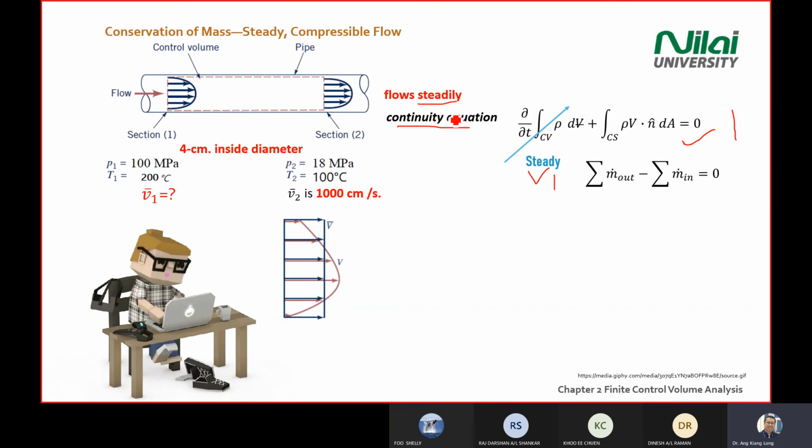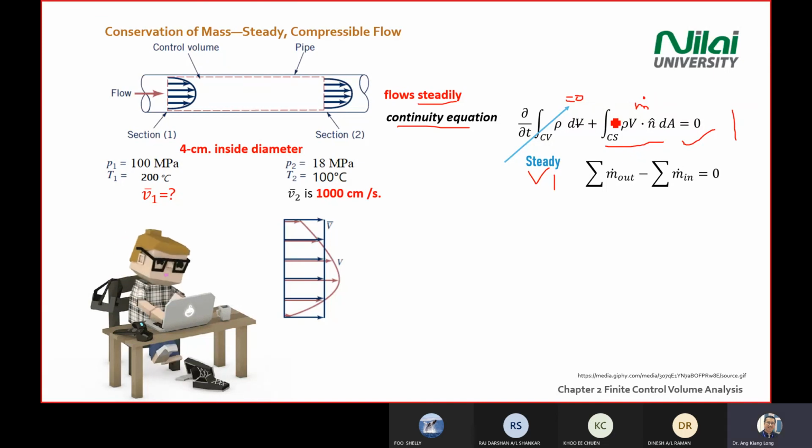What happens if you have a steady flow when you apply the continuity equation? Means that you can cancel the first component, the control volume component here. Okay, this one equals 0. And you know that this part is m dot.